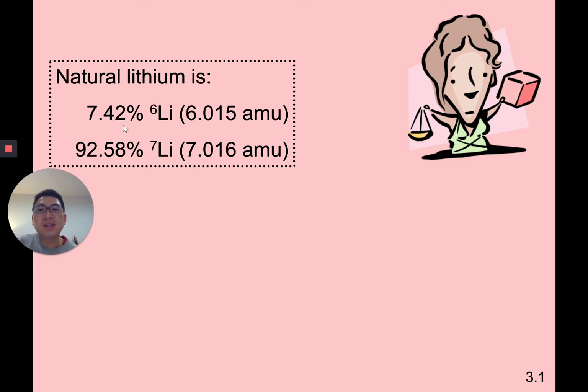7.42% of lithium in nature is lithium-6, and 92.58% of lithium in nature is lithium-7. Lithium-6 has a weight of approximately 6.015 AMUs, and lithium-7 has a weight of 7.016 AMUs.